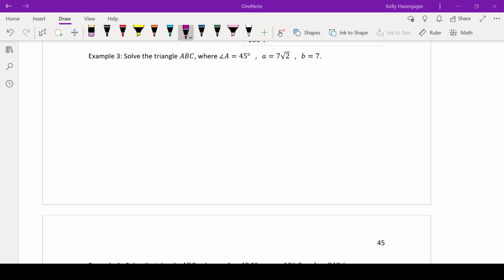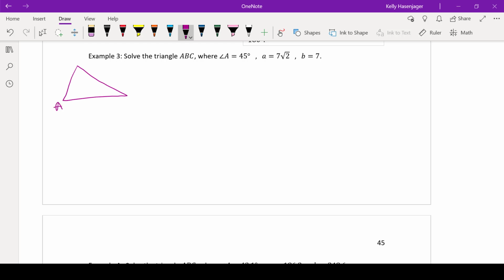So we want to solve a triangle ABC where angle A is 45 degrees, side A is 7 root 2, and side B has a length of 7. So first let's just draw a triangle. Just draw it, and we'll write down what's given.